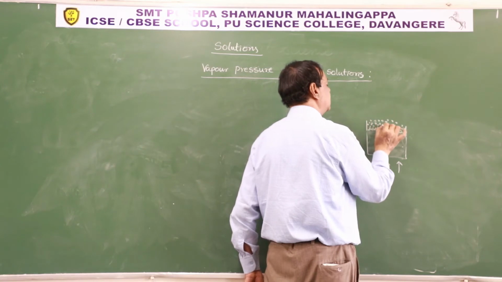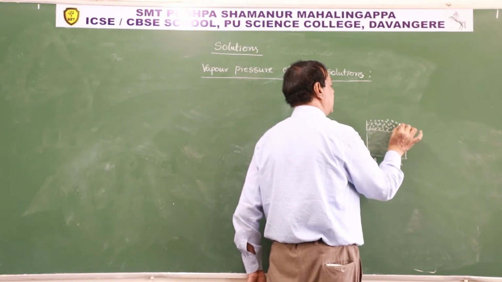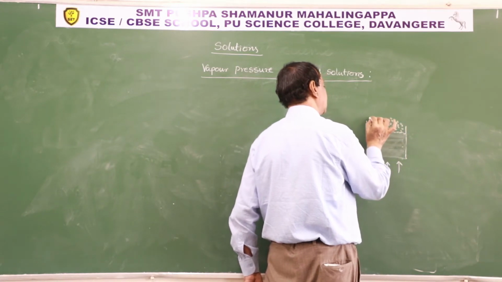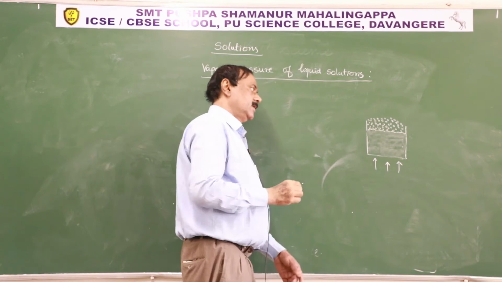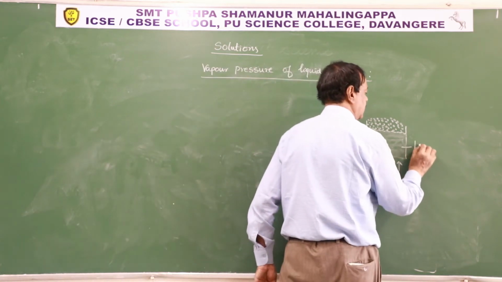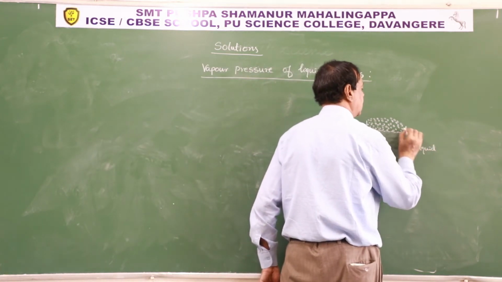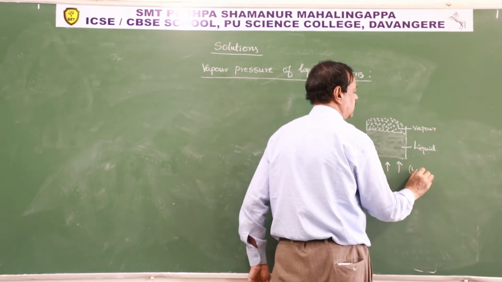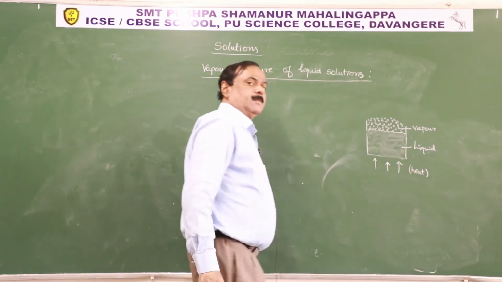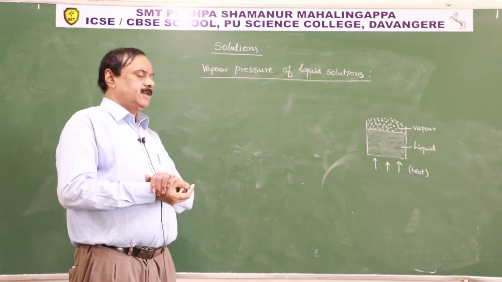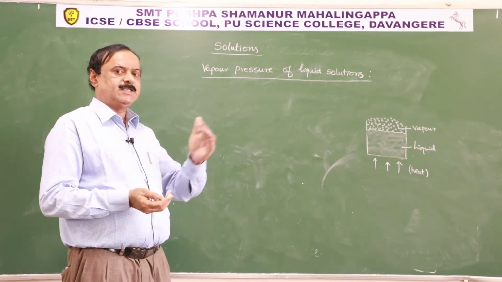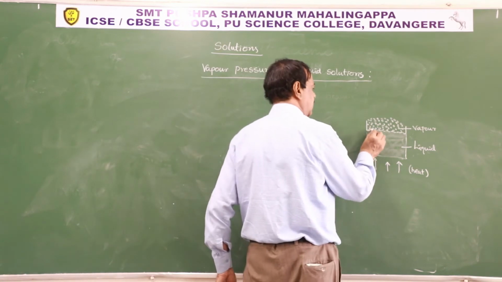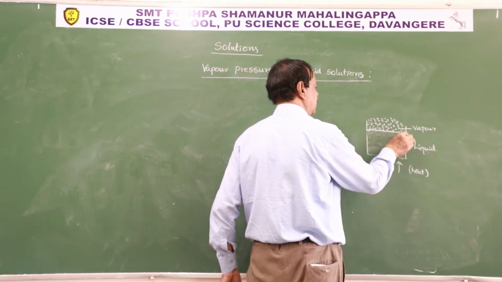Because the molecular velocity will be more for these vapors and less for the given liquid. Now this is liquid and this is vapor. This is heat energy. On heating the given liquid, the molecular velocity of the liquid will be increased and they form the vapors above the surface of the given liquid.